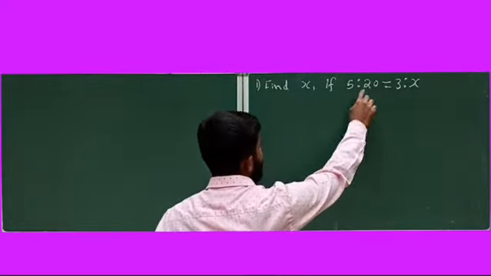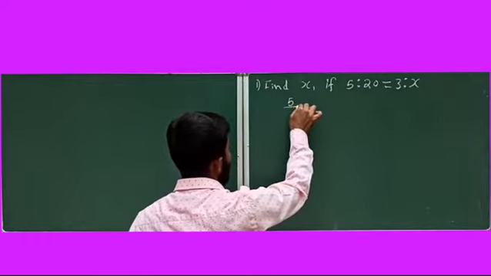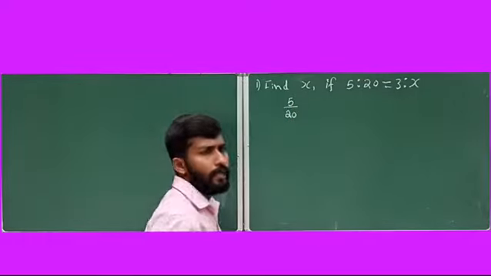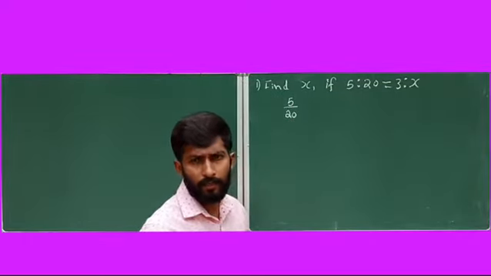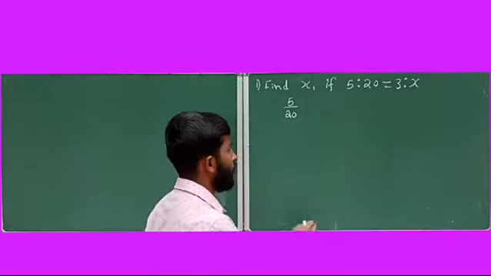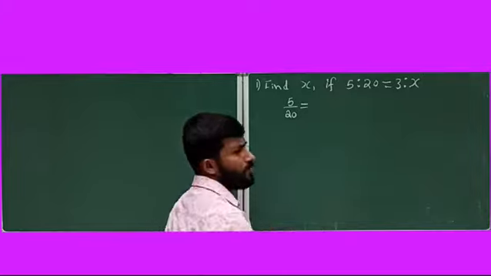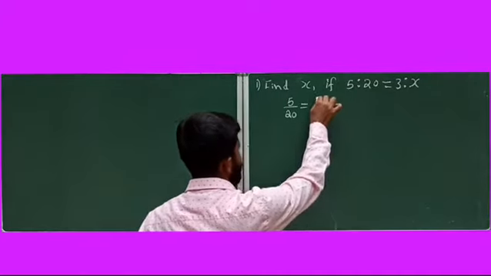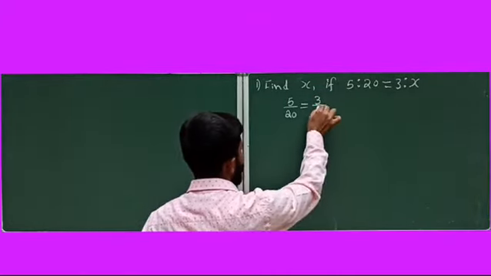We know 5:20 means 5 divided by 20. Why? A ratio a:b means a by b, a fraction. So 5:20 means 5 divided by 20 is equal to 3:x. 3:x means the fraction 3 by x.